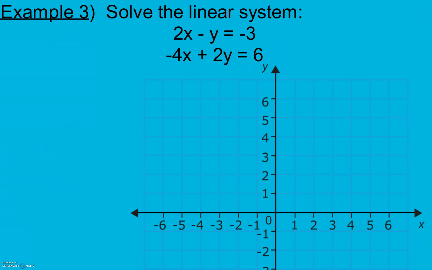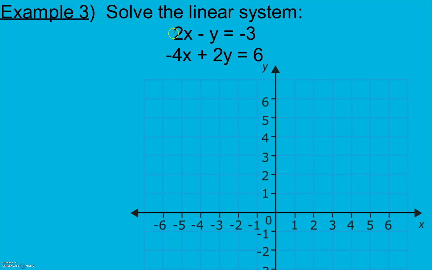In example 3, we're going to solve the linear system. So here, my equations are not in slope-intercept form. Again, in order for them to be slope-intercept form, it needs to be y equals mx plus b. So here, since they're in standard form, I can either solve for y, I can use a table of values, or I can use intercepts. And I'm going to use intercepts.